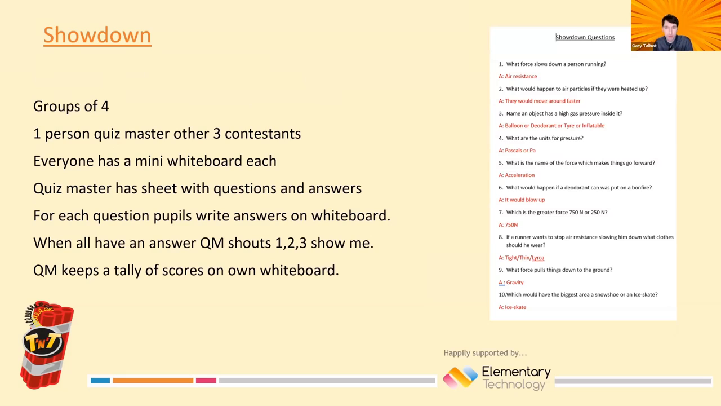So question number one, and then they would answer on the whiteboard secretively to themselves. And then when everyone's answered, I would say, right, okay, everyone show me your answers, 1, 2, 3, go. And then I would praise and say, well done, you got it right. And I'd keep a tally score of who got the amount of questions right. And it just puts the onus on them quizzing each other as opposed to the teacher doing it.